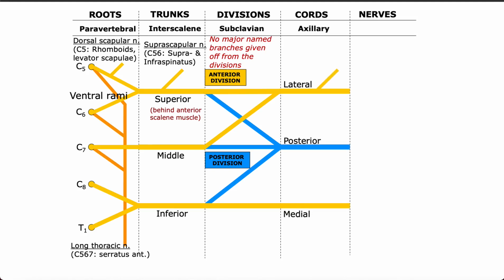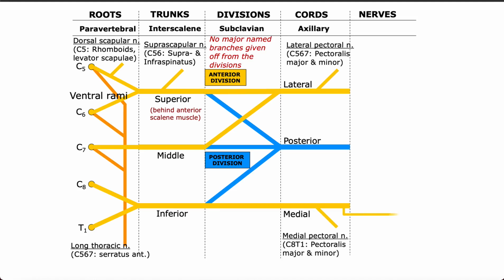And now from these cords, from the lateral cord, I have what? The lateral pectoral nerve, which supplies my pec major and minor. And from the medial cord, we have the medial pectoral nerve, and that is doing the same for the pec major and pec minor. And then we can see these cutaneous nerves. Guys, these cutaneous nerves have no motor component, only the sensory part. So we call them the medial cutaneous nerve of the arm and of the forearm. They are responsible for bringing the sensation from under the skin in this area. They are not supplying any muscle.